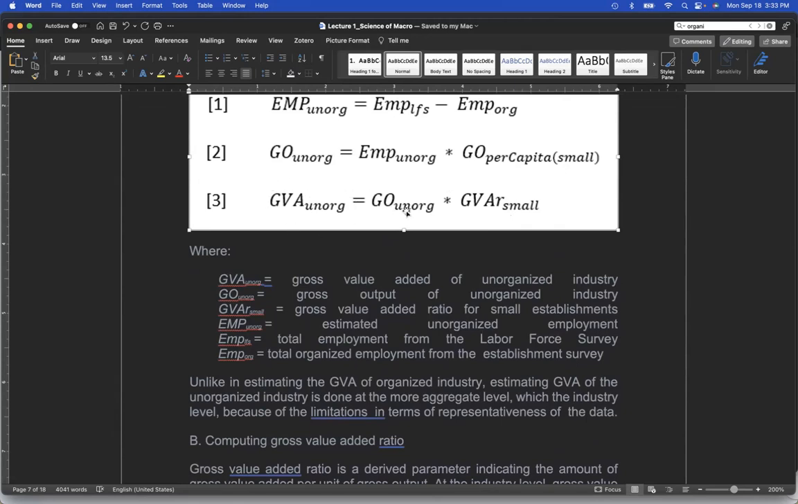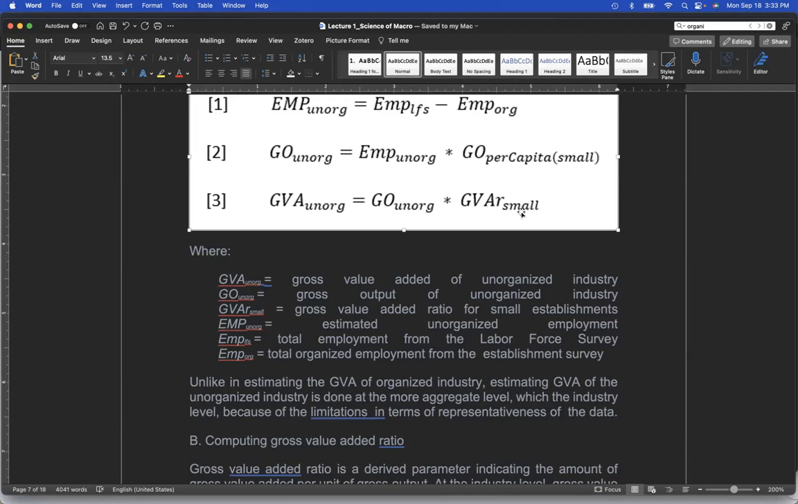Pero may implicit assumption rin yan, which is quite similar to the second assumption, right? In that the gross value added ratio, so the value added relative to the gross output for unorganized is the same as the one for organized. Okay? So again, that's an open question. That means you're buying the same inputs to produce a similar output. The value of the inputs is the same.